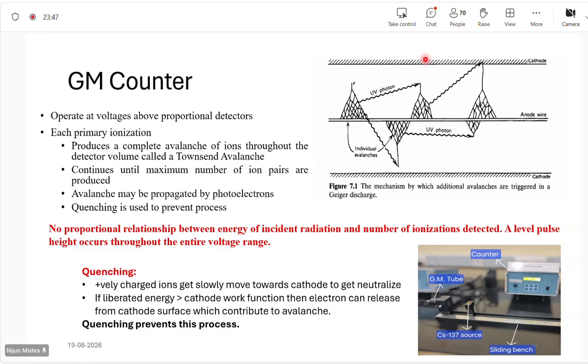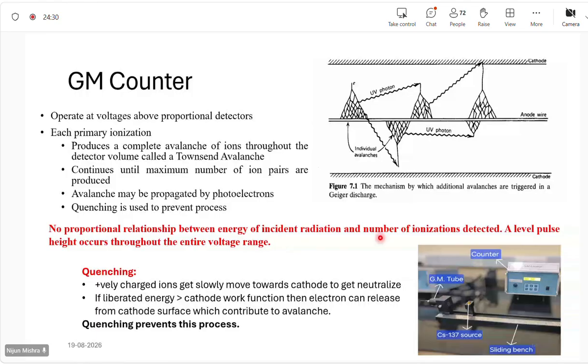The true identification or true energy information gets lost. Whether it's a small signal or a large signal, we get the same amplitude for each type of radiation. So we can't distinguish which type of radiation is interacting with the detector. The energy information gets lost in the GM counter region. And there is no proportionality relationship, as in the proportional counter, between the energy of incident radiation and the number of ionizations detected. One level of pulse height occurs throughout the entire voltage, the same level of pulse. Next, here also quenching is important.